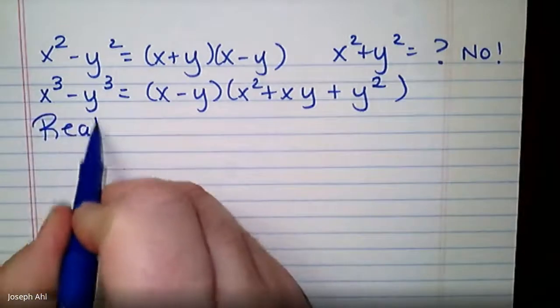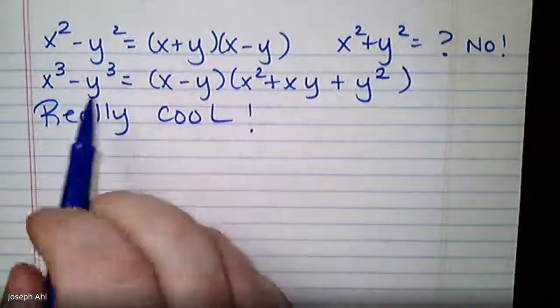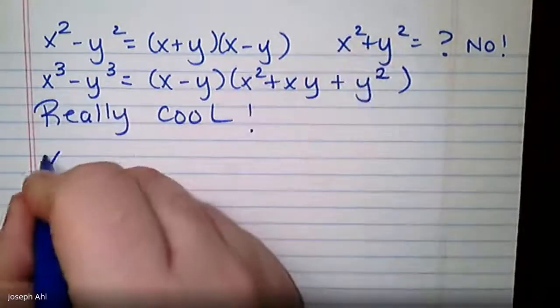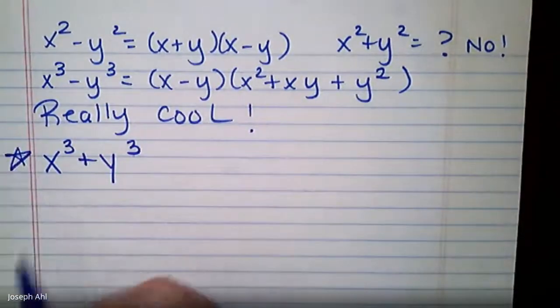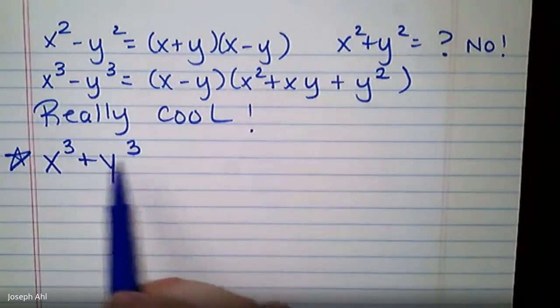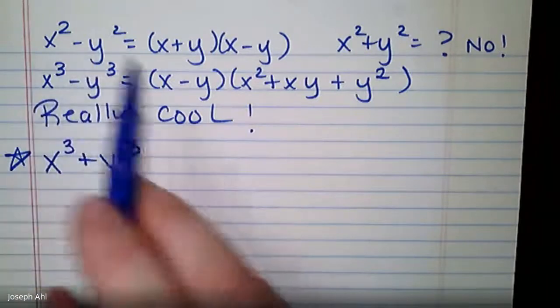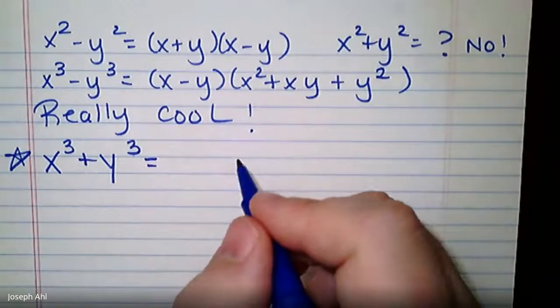Get ready for something really cool. Not only do we have the difference of perfect cubes, but even though it didn't work for perfect squares, we have a pattern for x cubed plus y cubed. So the difference of perfect cubes has a pattern, and so does the sum of perfect cubes. It just so happens that it's a really similar pattern to x cubed minus y cubed, which is good news. We don't have a lot to change.